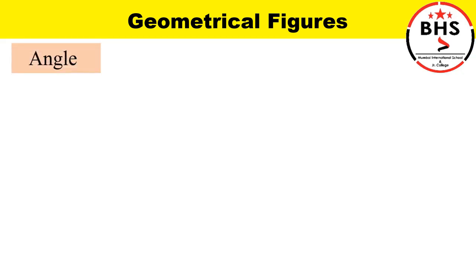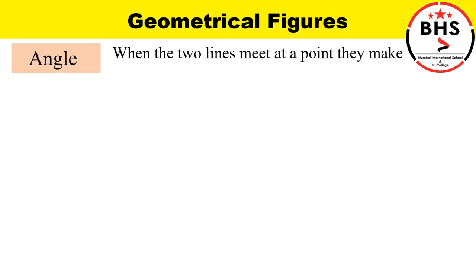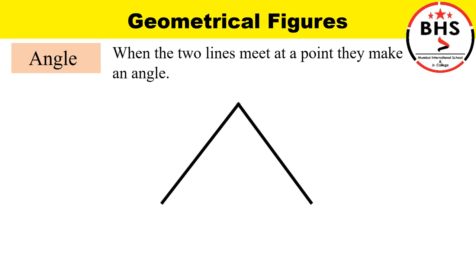Angle. Now what is angle, children? When the two lines meet at a point, they make an angle. Let me show you. Here the two lines are meeting each other at a point. The space between the two lines which are meeting at a point makes an angle. This red color arc is called as angle.